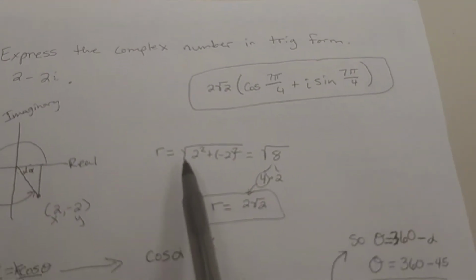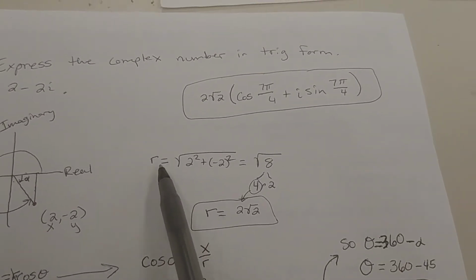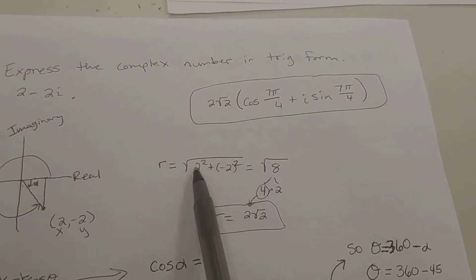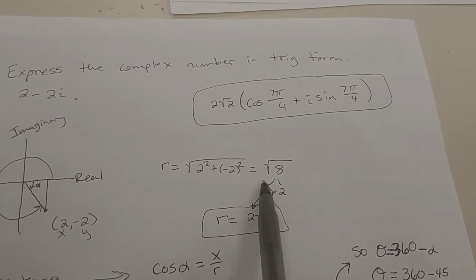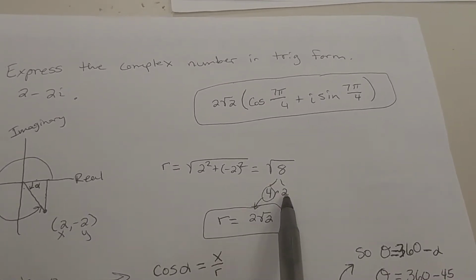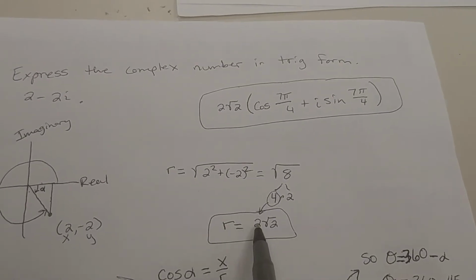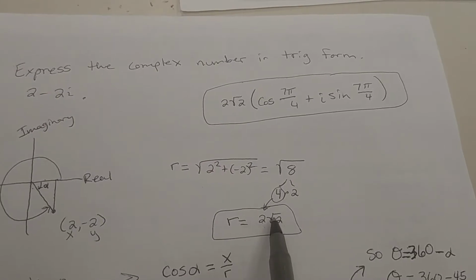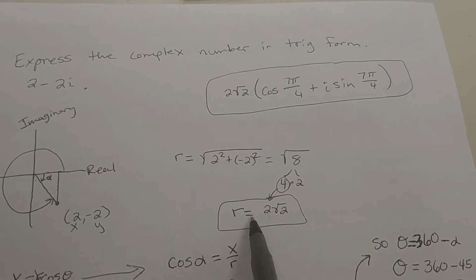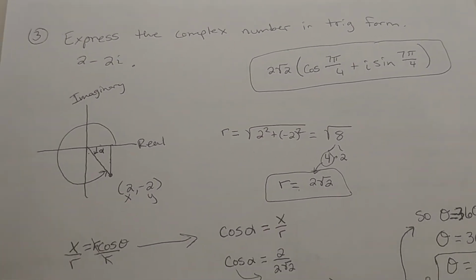R, in this case, is easy for us to find, so I did it first. So r takes the square root. I do the real part squared plus the imaginary part squared. That's going to give me 8. 8, I just factored, so I factored it down. 4, I can take the square root of and get 2. And then that square root of 2 here has to stay. So there's my r. And then I have to find out what theta is.